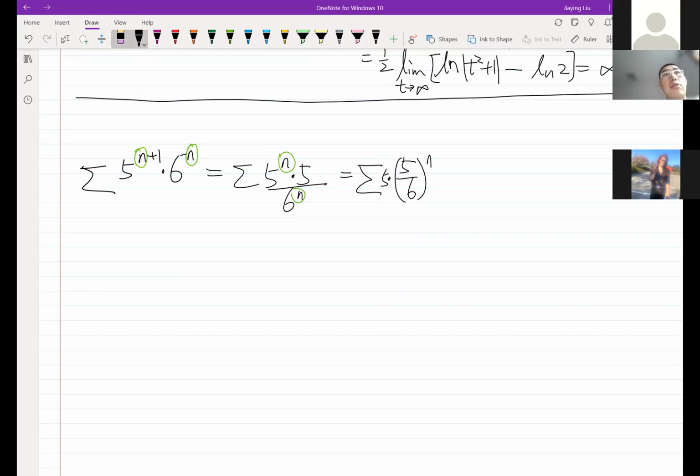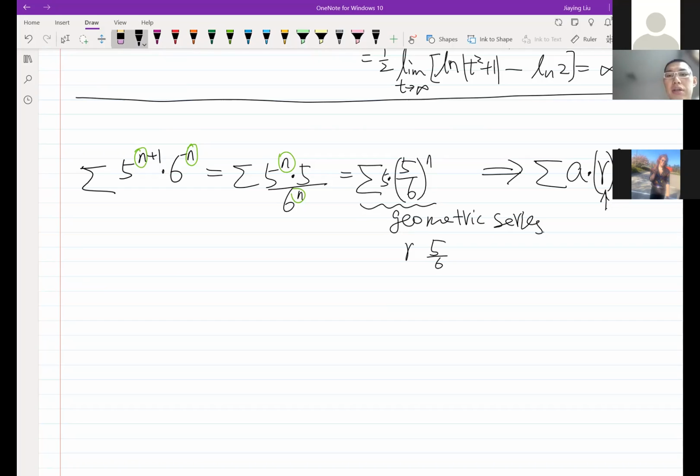So now by looking at this series, it looks like some constant a times r to the power of n form. So the r is the ratio of a geometric series. What this tells us is that what we have here is a geometric series, and r is equal to 5 over 6. Based on this value, we know that r is less than 1, so the geometric series is convergent.